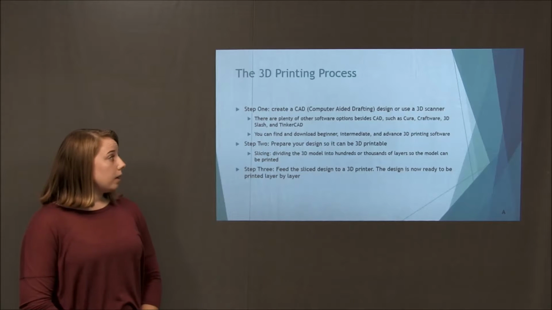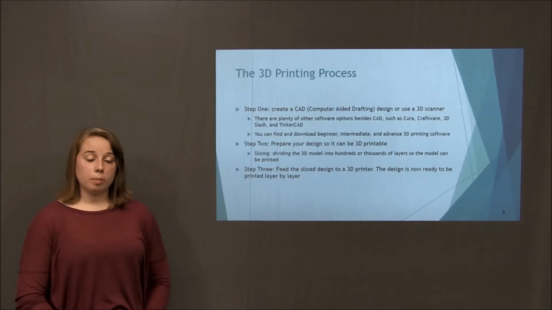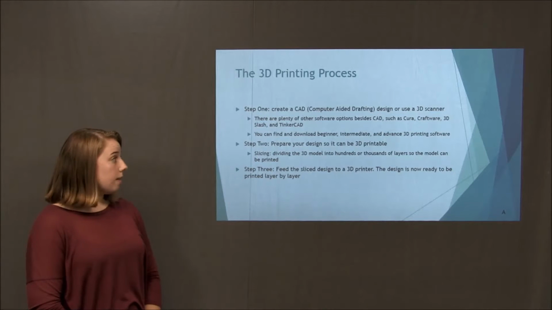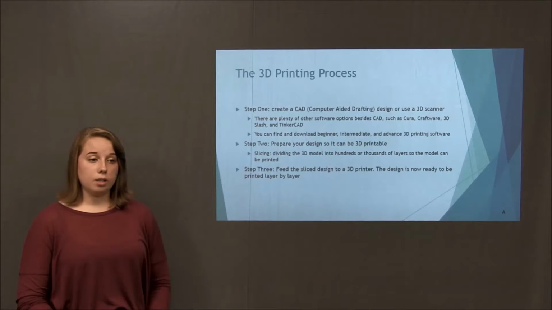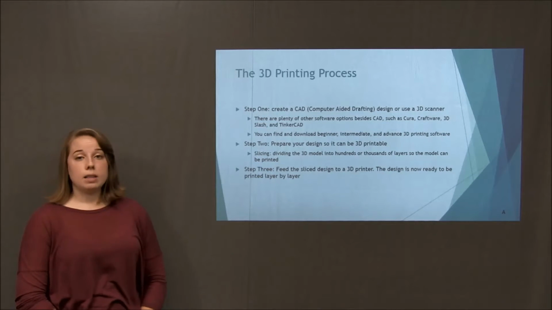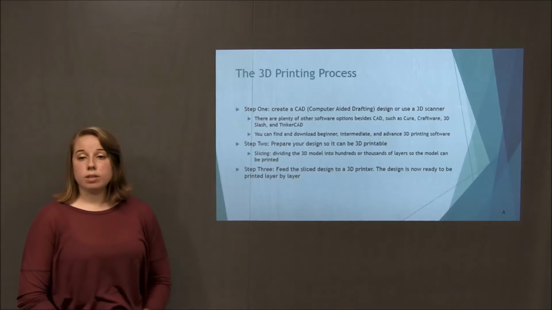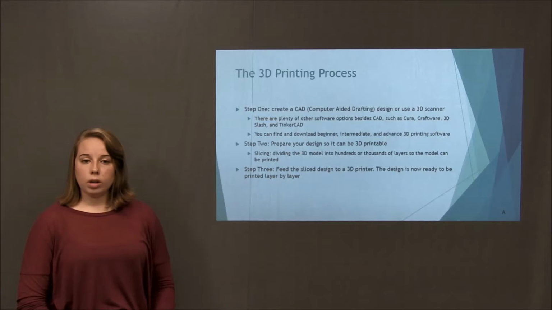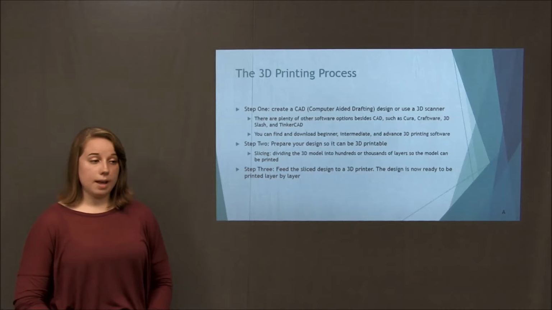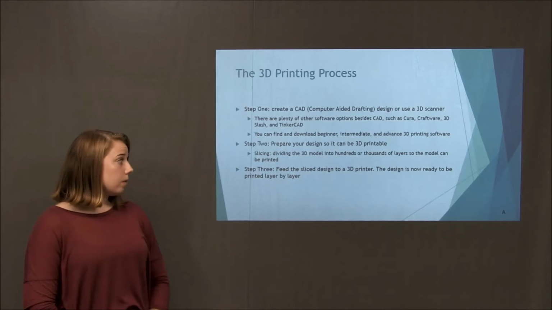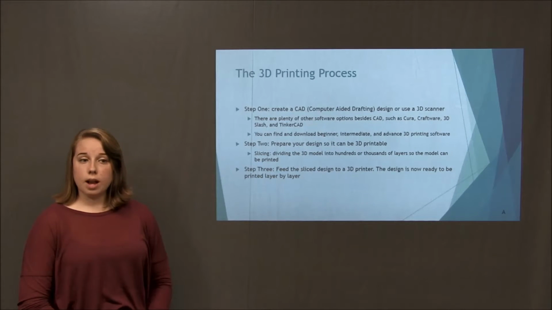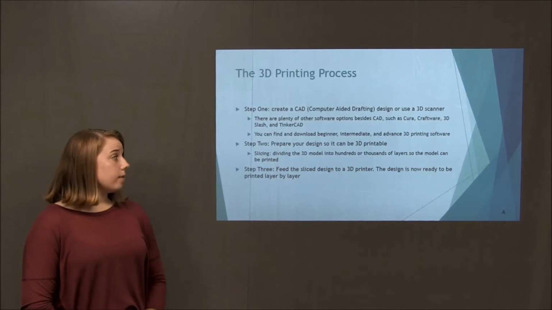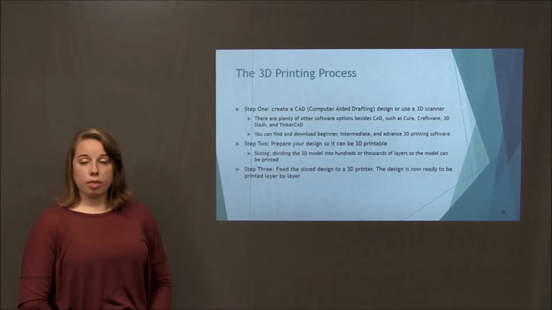So after you prepare your image or design on your 3D software, you'll have to slice your image so you can get it ready to be printed. And slicing is dividing the 3D model into hundreds or thousands of layers so that it can be printed one at a time. Kind of like the photo that Brandon was showing you earlier. Each layer of that building was one piece of plastic at a time. And so the final step, after you've sliced your design on your software, is to feed that design to the 3D printer, and that 3D printer will print it out layer by layer.